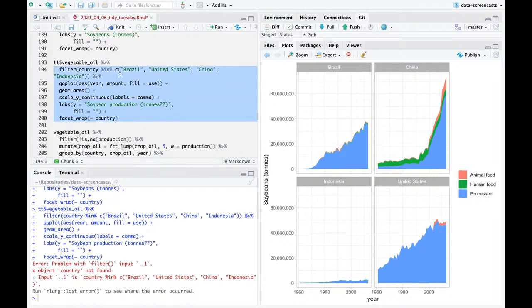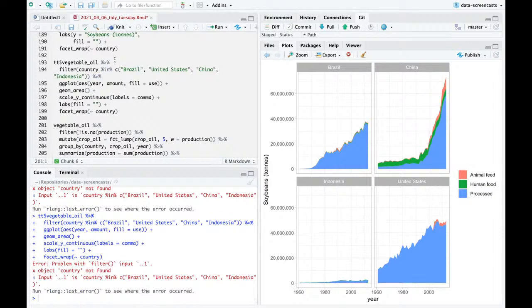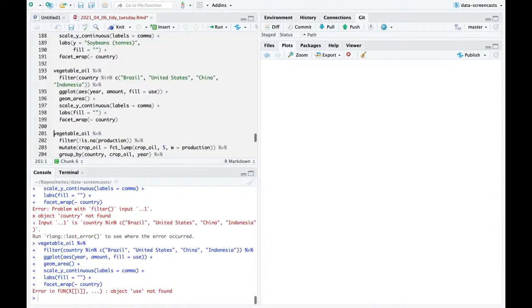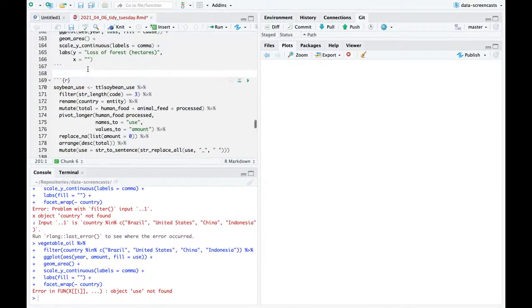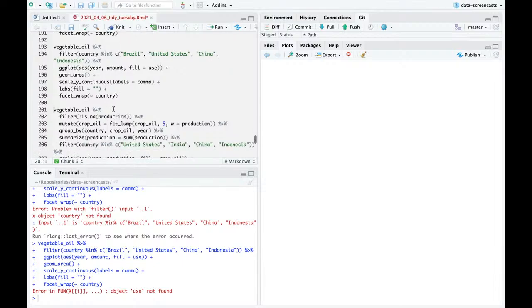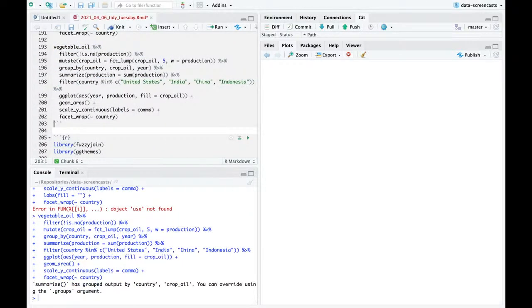Where did this graph go? I thought I was doing something with this graph. Oh, I see what happened. I did this rename, and I did a reorder. I did a bunch of things. Nope, I just need to drop use. This graph is not a graph I used. I used this one. That's what was confusing me.